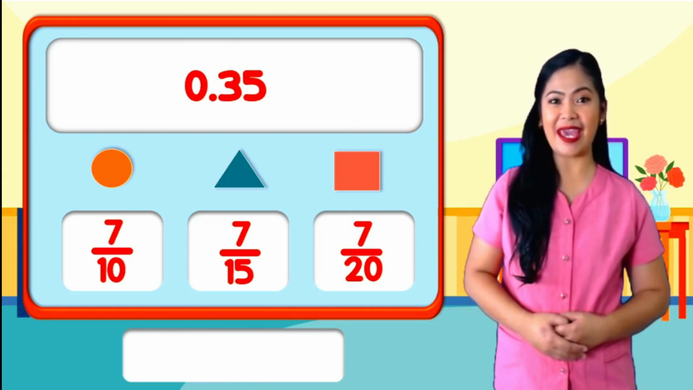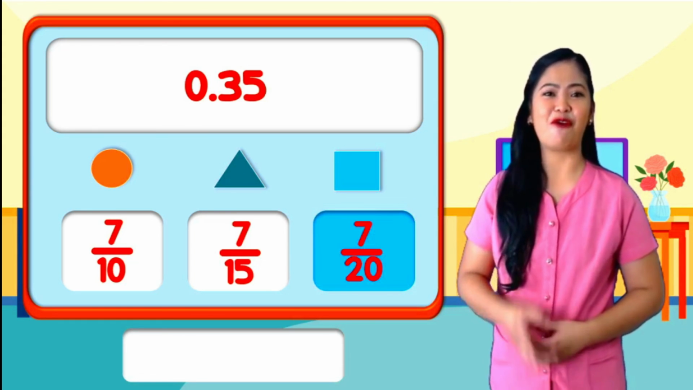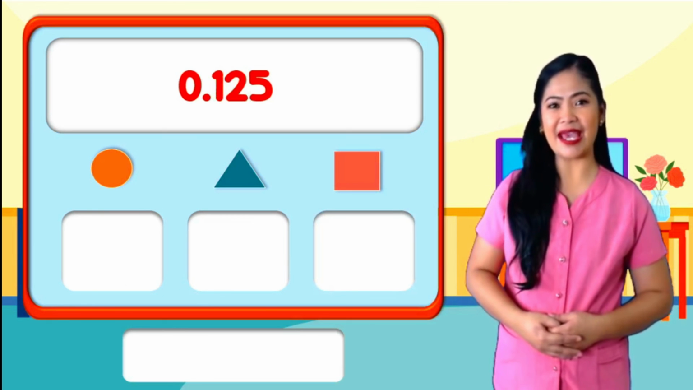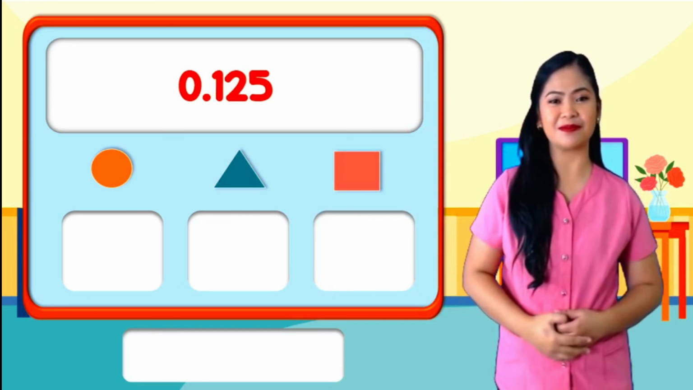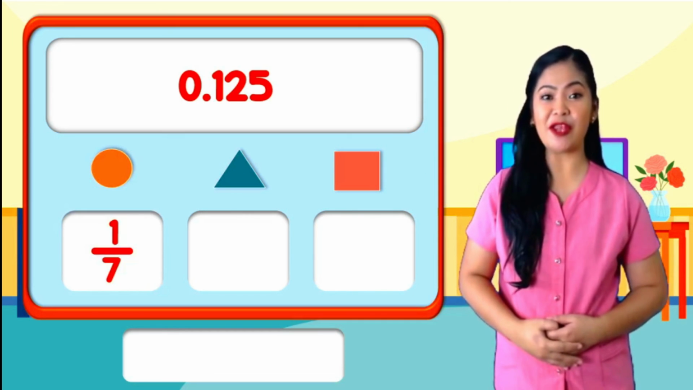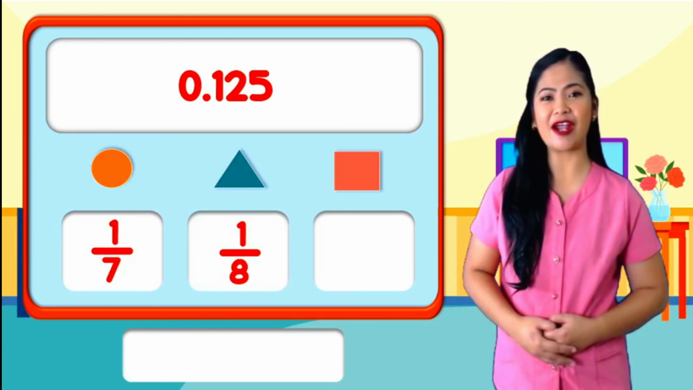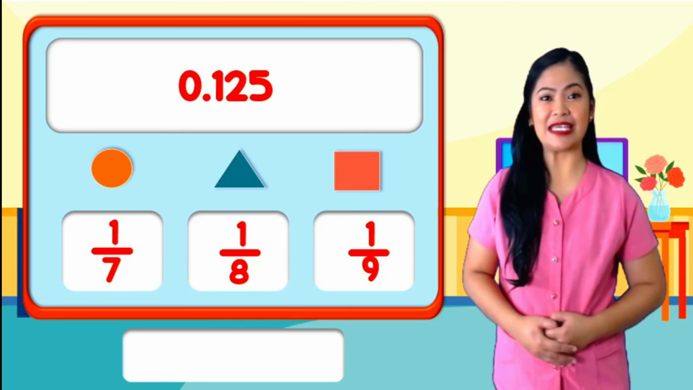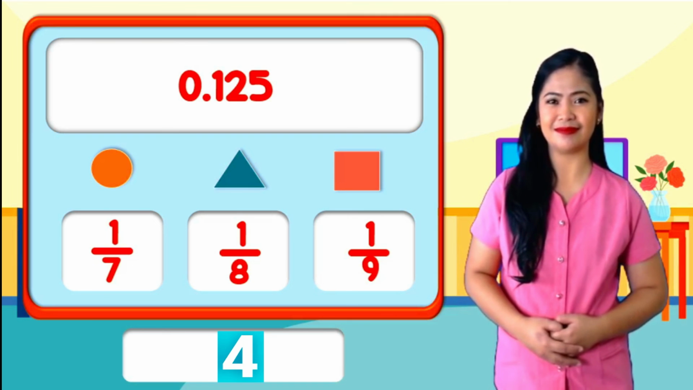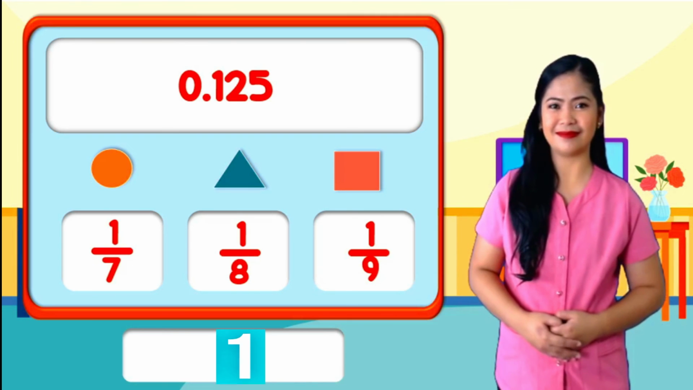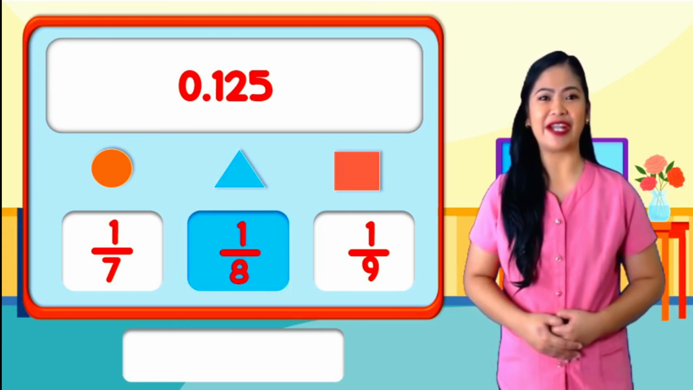The correct answer is square, 7/20. For the last one, what is the fraction form of 0.125? For circle, you have 1/7. Triangle, 1/8. Square, 1/9. Is it circle, triangle, or square? The correct answer is triangle, 1/8.